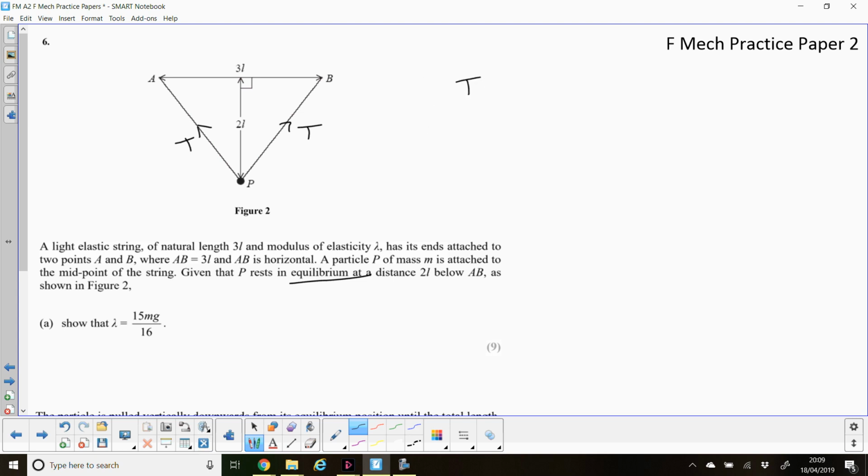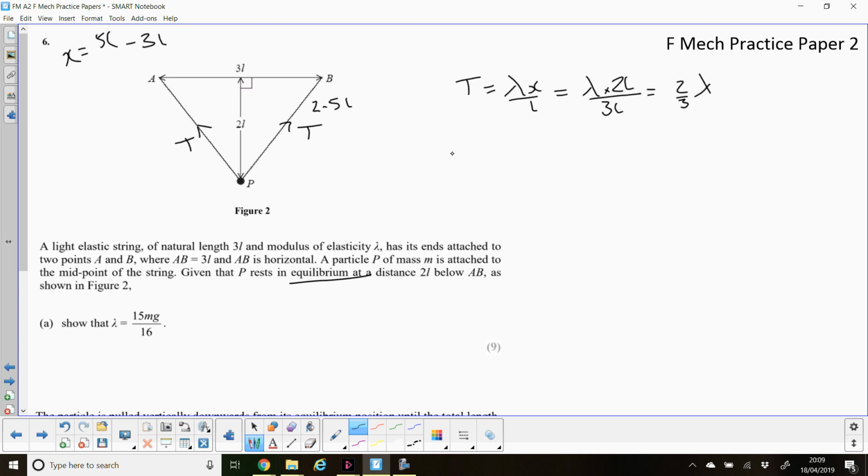Well, we know using Hooke's law that tension is going to be lambda x over L, where x is the extension, L is the natural length. So that means our tension is lambda. Right, we need to know the extension, so you can do a bit of Pythagoras to find out that this side here is 2.5L, which makes the total length of the string 5L, and the natural length is 3L, so the extension is obviously 2L. Natural length of the string is 3L, so tension is 2/3 lambda.